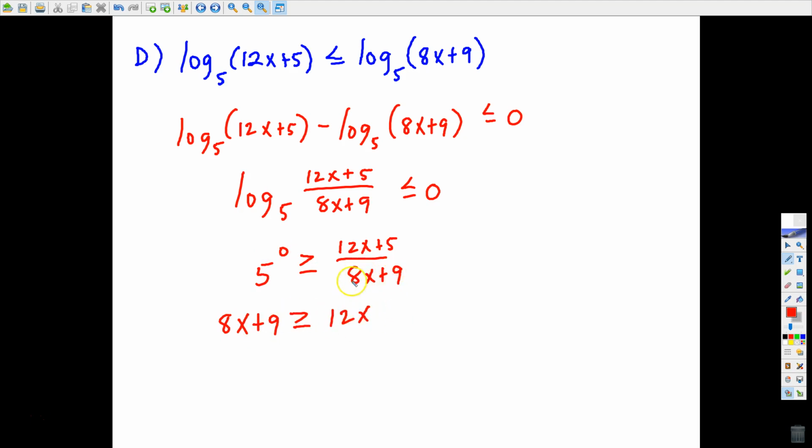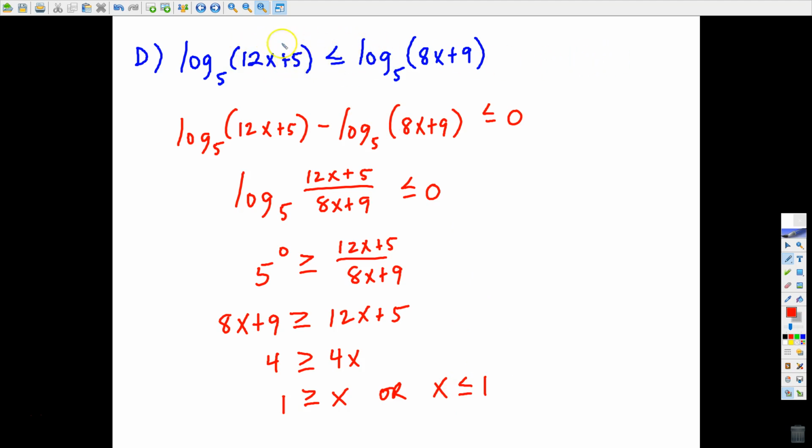I just multiplied by 8x plus 9 on both sides to try to get x on the same side of the inequality. So I'm going to subtract 8x. I'm going to subtract 5, and now divide by 4. 1 is greater than or equal to x, or the preferred form is x is less than or equal to 1. Okay, well, let's see how that works with these two.